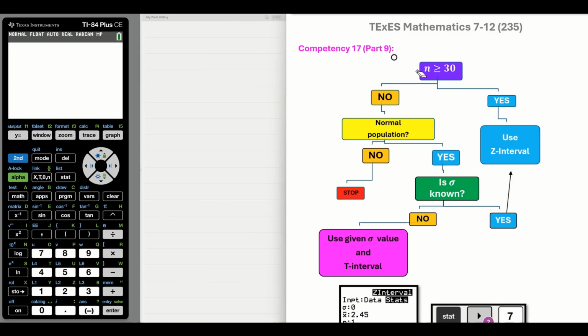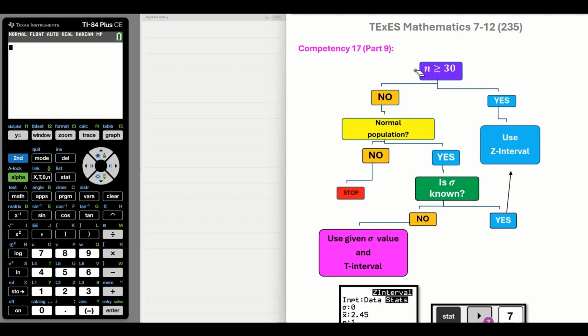Okay, before we begin, we need to discuss the difference between using a Z-interval and a T-interval. The big difference is the sample size. We need the sample size to be greater than 30 if we want to use a Z-test. So let's say we have a sample size of 16. Then no, we have a small sample size.